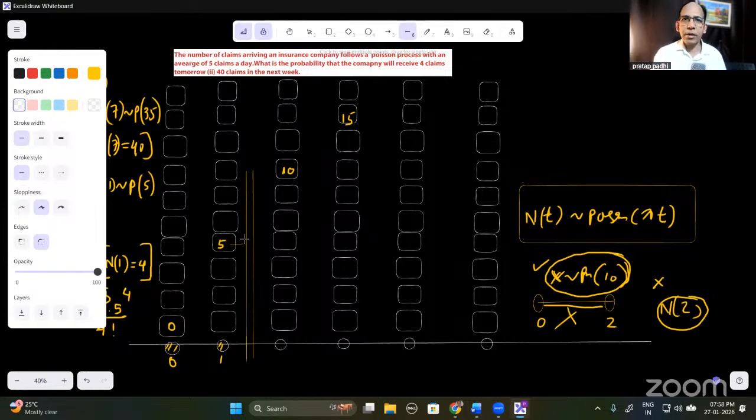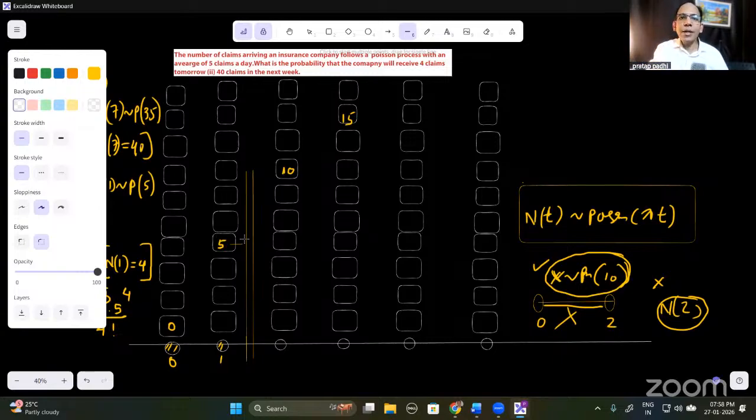Suppose I'm giving a class. I've started my classroom session and I'm waiting for the first student. That is called T naught. T naught is the waiting time until a student comes to the class. What is T1? T1 is a waiting time, the inter-arrival time. One student already came. How much time will it take for the second student to come and join? That is T1, then T2, T3, T4, that way.